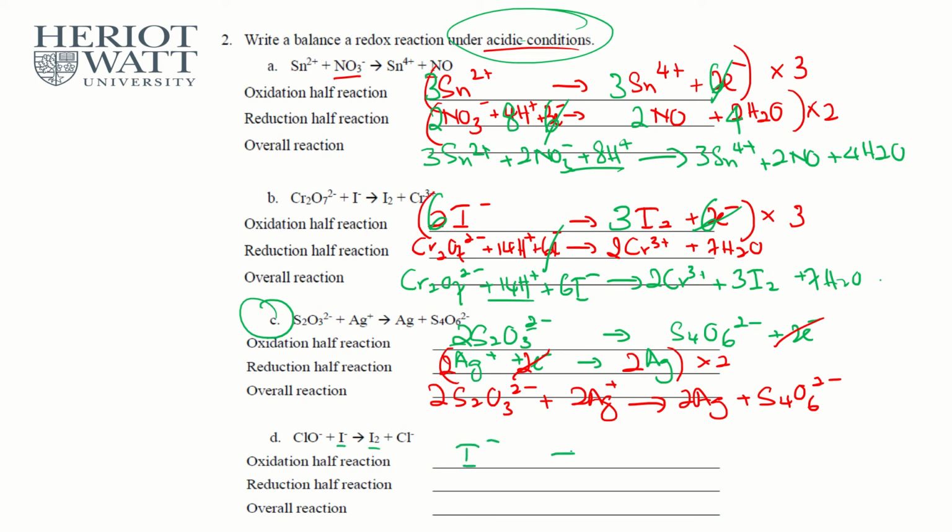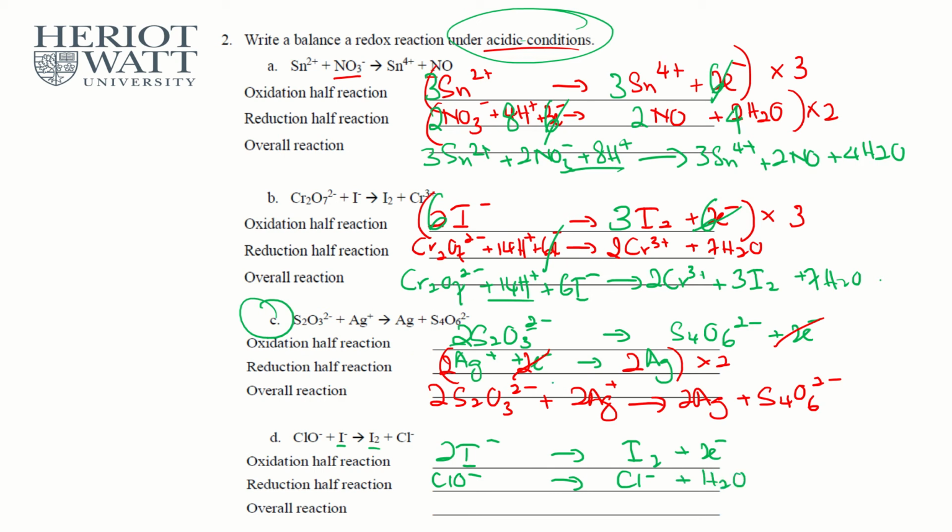So I minus changes to I2. So balance 2I minus, and then to balance the charge on both sides, make sure it's 2 negative, I put 2 electrons here. Done. Reduction, ClO minus changes into Cl minus, right? And in terms of chlorine, it's balanced. In terms of oxygen, no. I have to put 1 water here, to balance the oxygen.